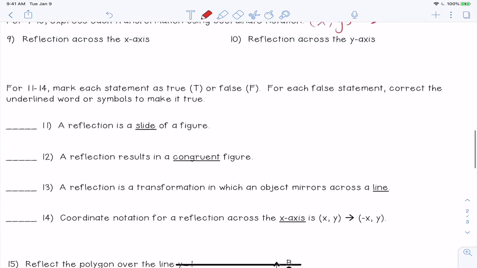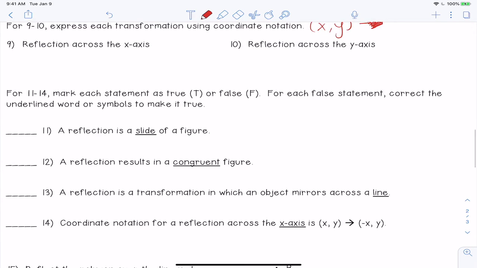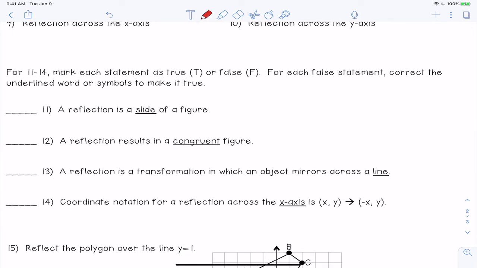For 11 through 14, you're actually going to mark these statements true or false. So is a reflection a slide of a figure? Does a reflection result in a congruent figure? A reflection is a transformation in which an object mirrors across a line. And number 14, coordinate notation for reflection across the x-axis is (x, y) becomes (x, the opposite of y).